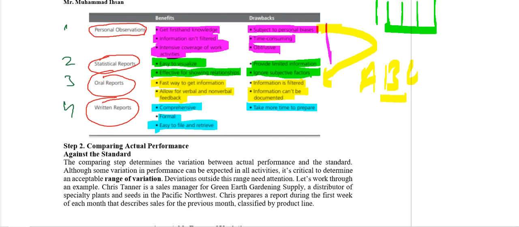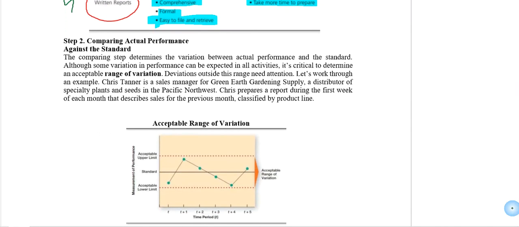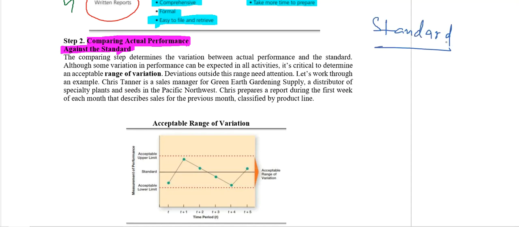evaluate the performance. Now we have to see whether the performance we have evaluated meets the standard or not. Standards are the goals which we set in the beginning. For example, the standard is that Mr. ABC has to sell 30 devices in 1 month. Okay, after 1 month, we will see the actual performance.